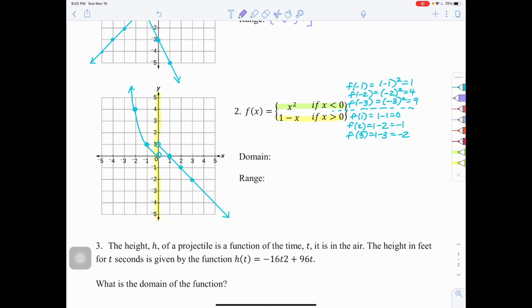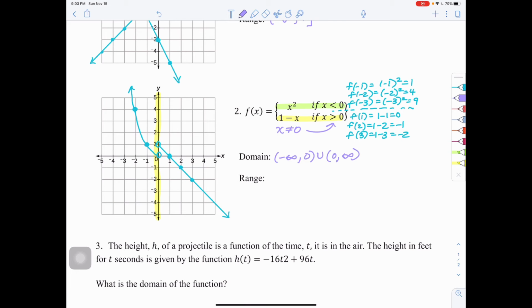Okay, let's look at our domain. All of these x values, but not 0, and all of these x values will be taken up. So 0 is not in the domain. And you can see that right there. So our domain is negative infinity to 0, unioned with 0 to infinity.